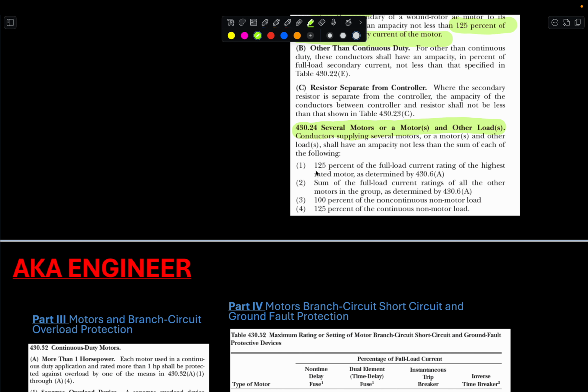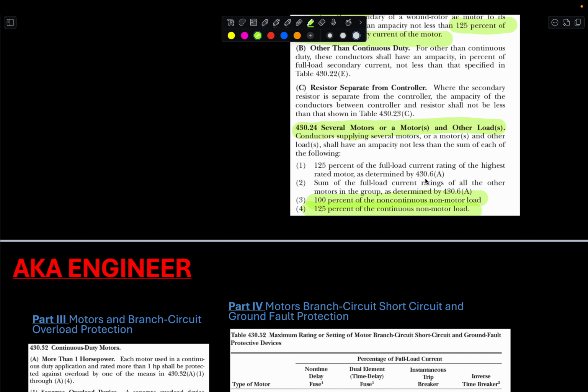Steps. The takeaway I want to highlight for myself is that it is always 100% of the non-continuous non-motor load, and it's always 125% for the continuous. And it would be the sum. Here it says the sum of the full load current rating of all the other motors in a group as determined.